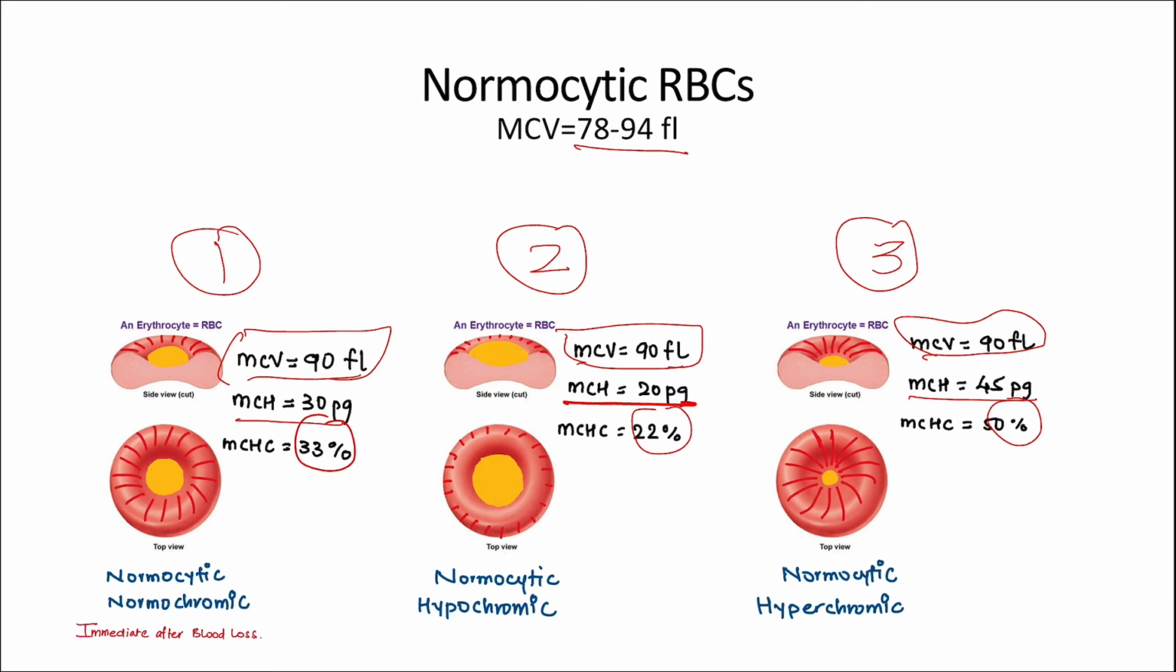So cell 1 is called normocytic normochromic. Why normochromic? Because it has MCH of 30 picogram. Cell 2 is called normocytic hypochromic. Why hypochromic? Because it has less hemoglobin in the RBC. So MCH is 20 picogram, which is lower than normal, and MCHC is also less, 22%. In cell 3 the MCH is 45 picogram, which is much higher than normal, and MCHC is also higher. So cell 3 is called normocytic hyperchromic.